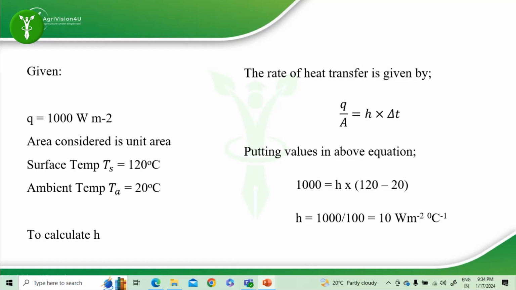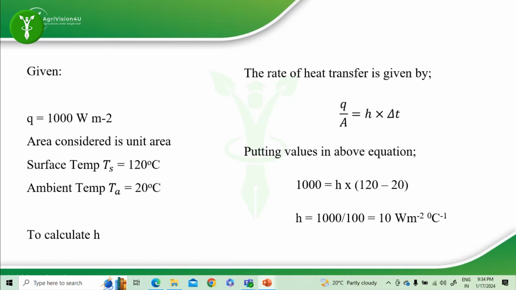for convective heat transfer. So Q by A. The value of Q which has been given to us is 1000 watt per meter square. So that is in terms of per meter square, that is unit area. So the value of Q by A here will be 1000. So Q by A is equal to H into delta T. To calculate the value of H, we will be dividing the value of 1000 by this delta T, this difference.